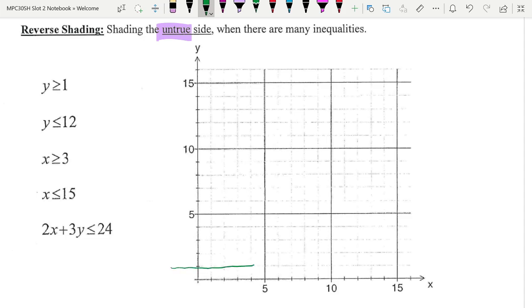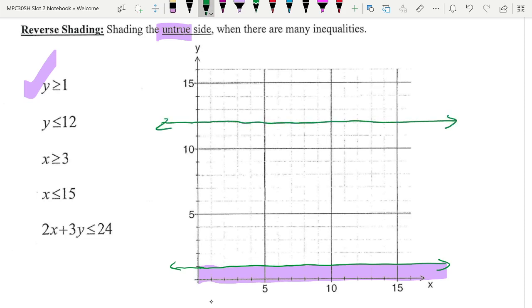So here's y is equal to 1 right here. I would like to shade the part that isn't true, so I'm going to shade down here. There. So the answer is still in this white part. That one's done. y is less than 12. I'll stick to the green line. 15, 14, 13, 12. Which way is less than? Down. So the part up above here cannot be the answer. Oh, I went over the line. Pretend I didn't go over the line.